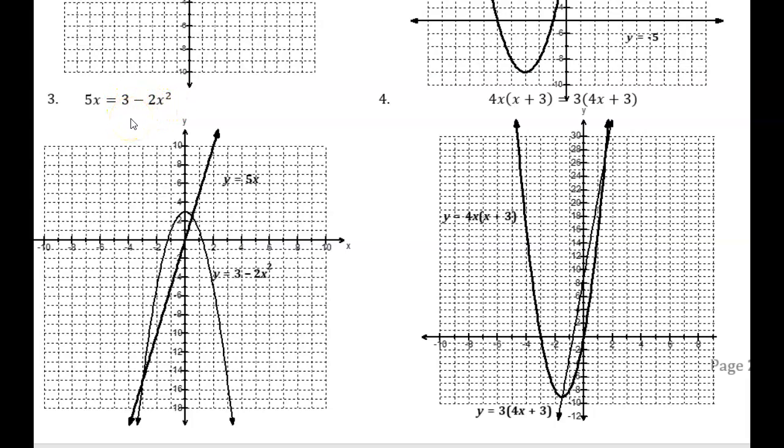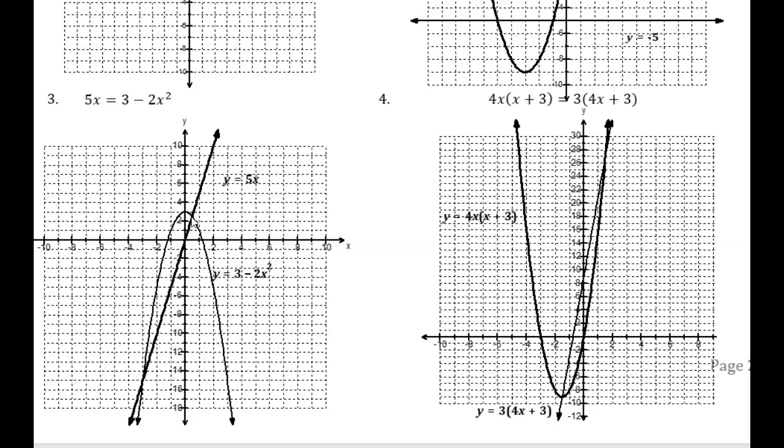So it's important that at least one of these has to be a quadratic. So here you have one that's quadratic, it's on the right side. So when this is graphed, 3 subtract 2x squared, you have a quadratic that points down. And 5x, y equals 5x, would be a straight line graph here. And what you're looking for then is what are the x values where they intersect.